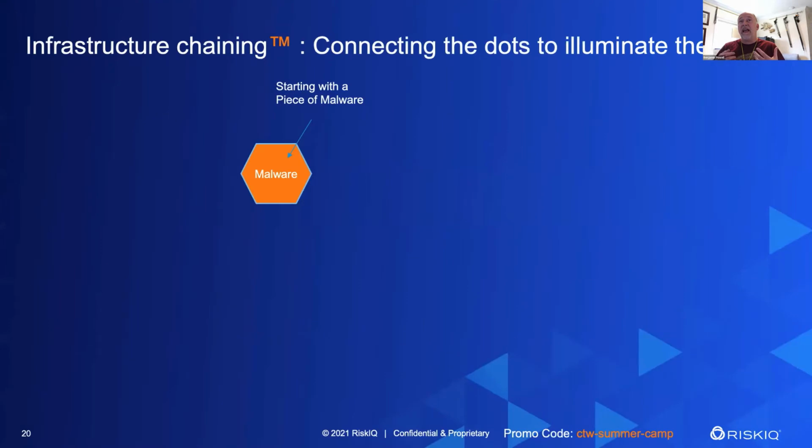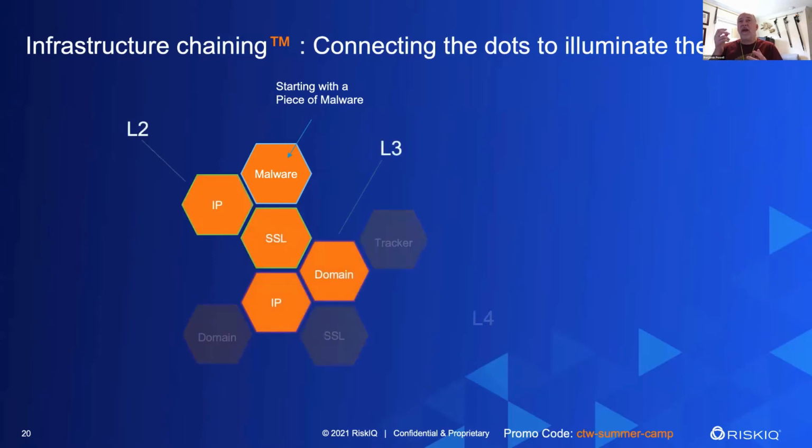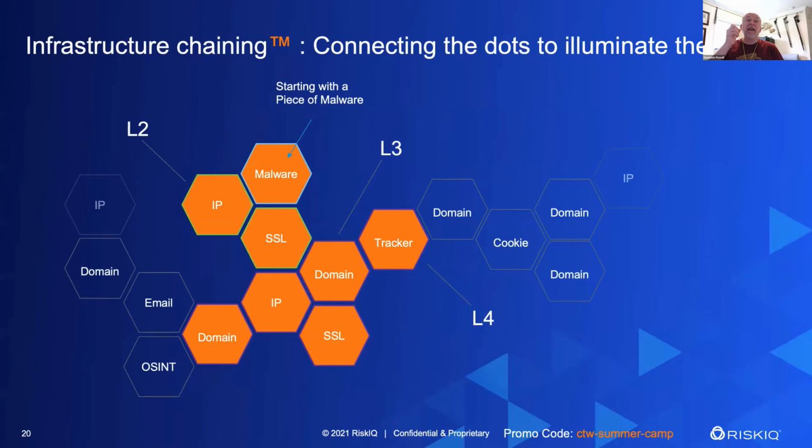And it allows us to do what we call infrastructure chaining. If you start with one piece of data, one indicator, you can come to us and we can tell you, well, that one indicator is related to this IP. That IP has this certificate. That certificate is on this domain, and that domain has a different IP and different certs. And we build these infrastructure chains out so you fully understand the full extent of the attack and the attacker infrastructure.